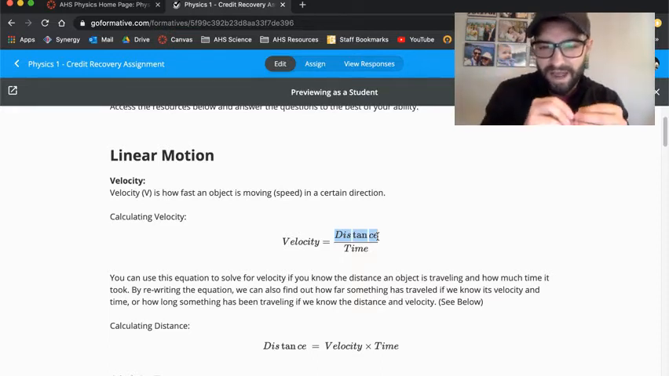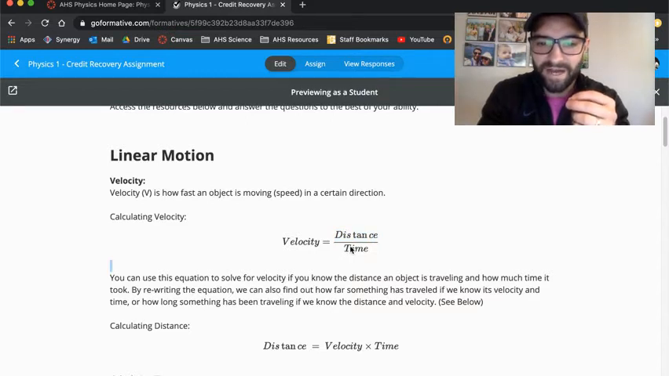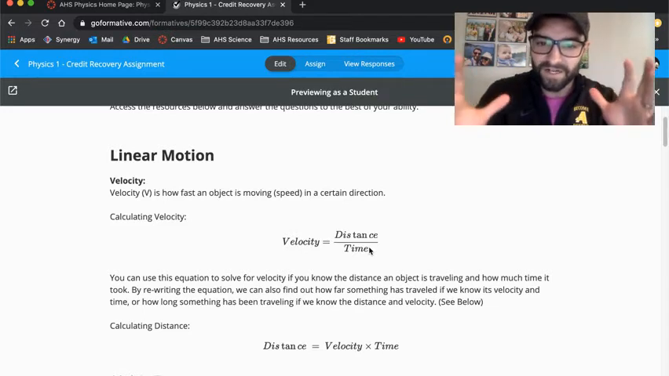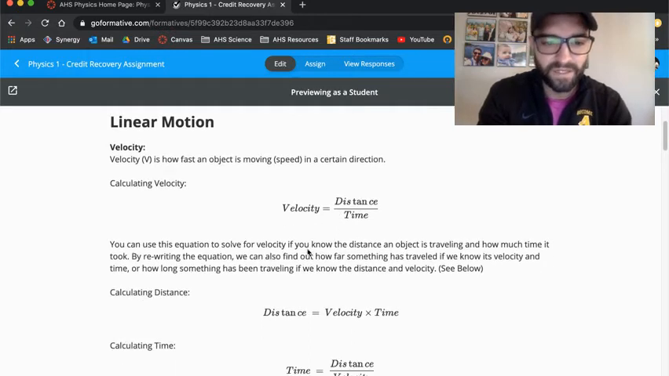We need to know how far the car traveled, and we need to know how long, or the time, it took to travel that distance. And then we can find this average velocity. So we take distance divided by time, and that will give you your speed or your velocity. You can use this equation to solve for velocity if you know the distance an object is traveling and how much time it took.